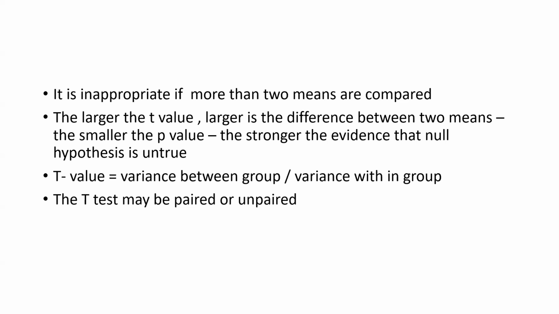The larger the t-value, the larger the difference between the two. The smaller the p-value, the stronger the evidence that the null hypothesis is untrue. T-value is the variance between the groups over the variance within the groups. So the t-test may be paired or unpaired.